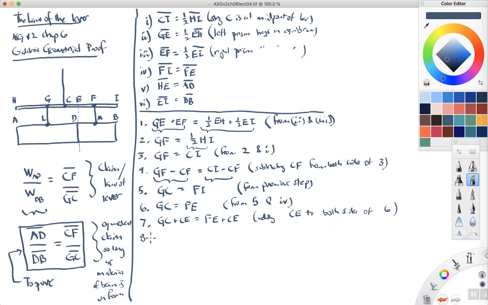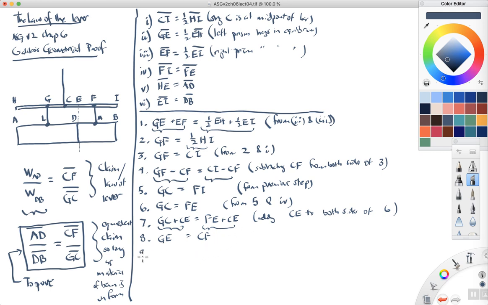And now you can probably see that GC and CE is just going to give you the whole distance GE, right? So if you take these two, you add those together, that gives you GE, and FE plus CE, that's this right here plus this right here, that gives you CF, right? So there you have CF. So those two added together gives you those quantities, all right?